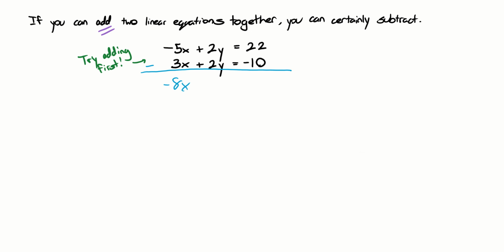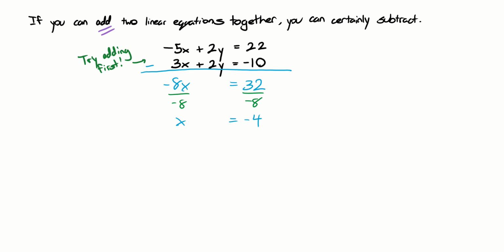2y minus 2y. The y terms cancel out this time. Because you notice how the two y terms match up? 2y minus 2y? That becomes 0. I'm subtracting them. And careful, 22 minus negative 10. That's not 22 minus 10, that's 22 minus negative 10. That's positive 32. It's like saying plus 10. And look, I just have this little tiny one-step equation here that to solve for x, I just need to divide both sides by negative 8, and x is equal to negative 4.